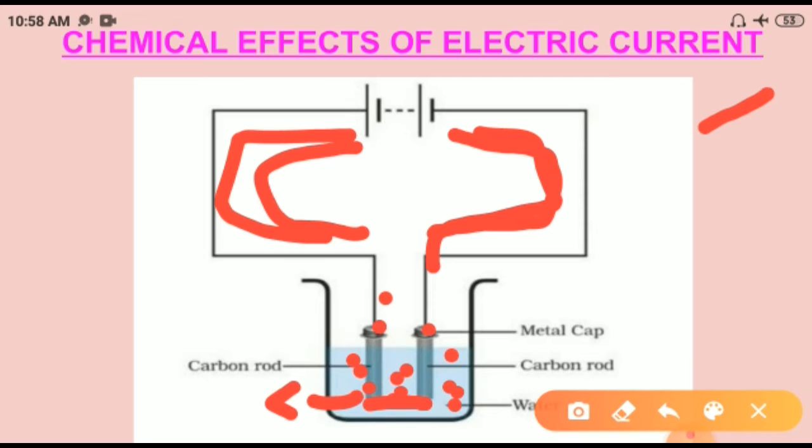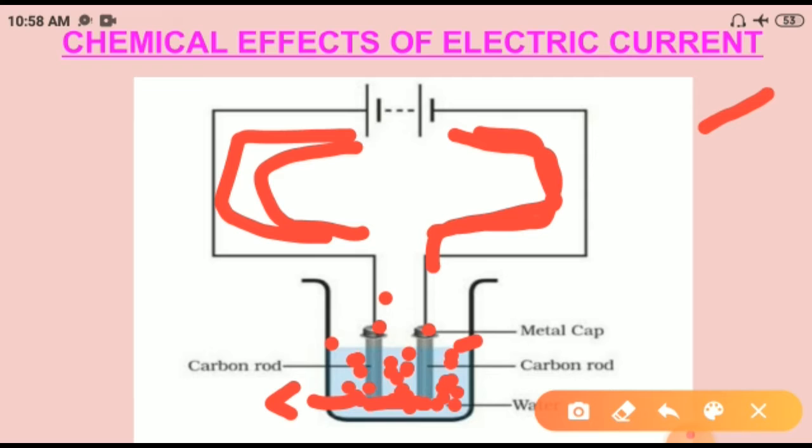Here the gas bubbles will be formed on the carbon rods. So this is the chemical effect of electric current. The current is passing through the solution, so the change in the color of the solution, or the gas formed, is known as the chemical effects of electric current. I hope you all have understood.